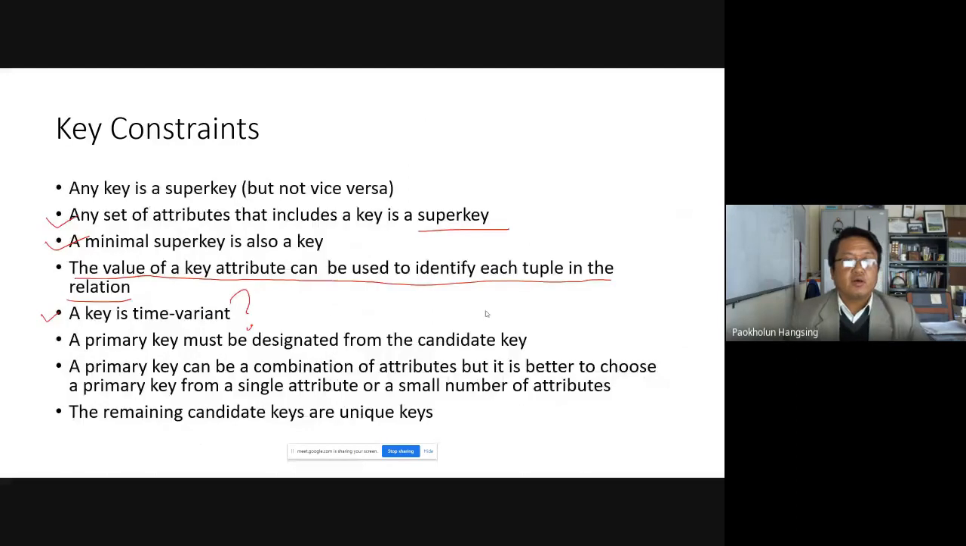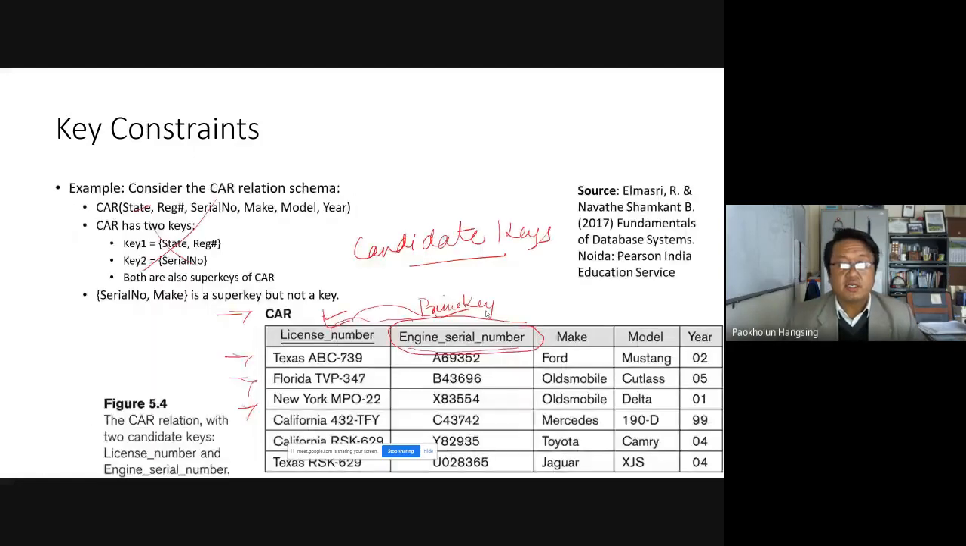Out of those candidate keys, we take out the primary key. Now, a primary key can be the value of, here in this case, only one attribute, that is the engine serial number.